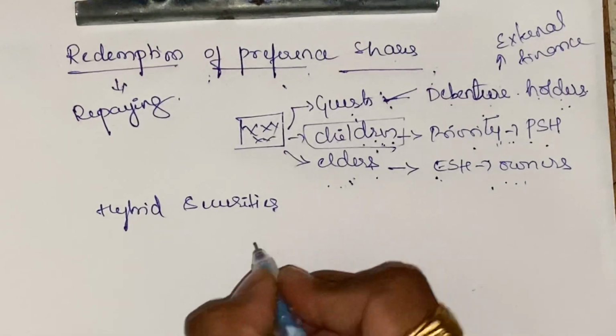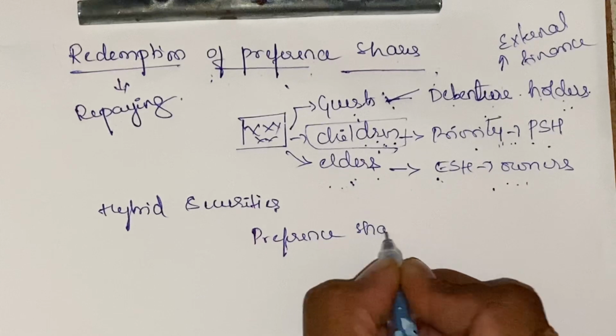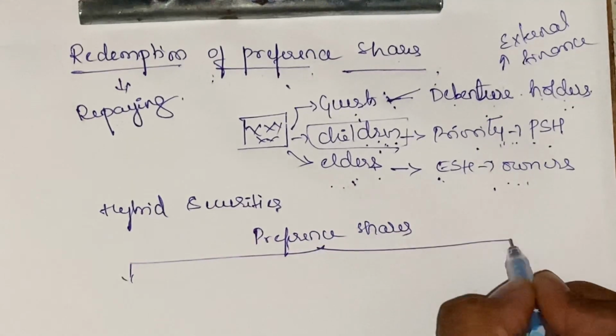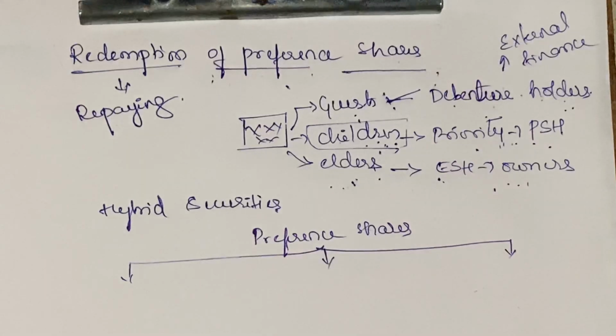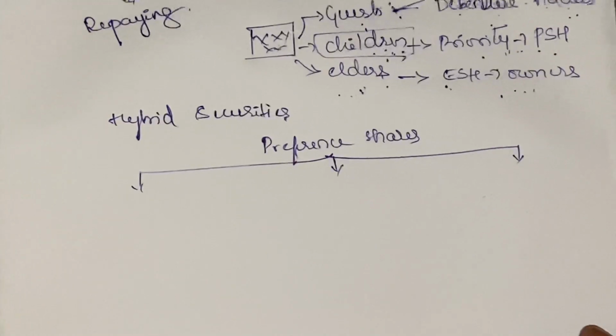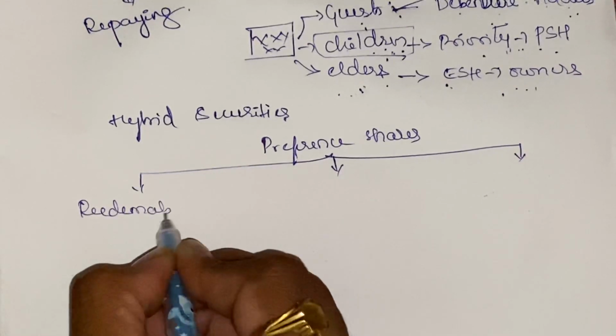So now when I talk about preference shares, there are 6 types of preference shares. So I am bundling them up into 3 different types. The first one is redeemable preference shares.